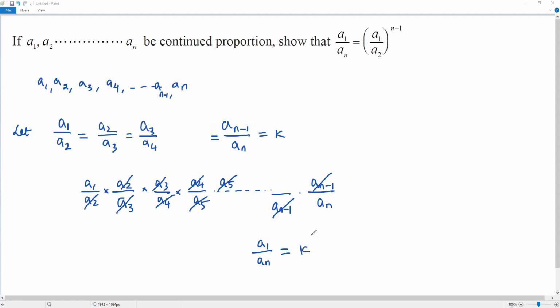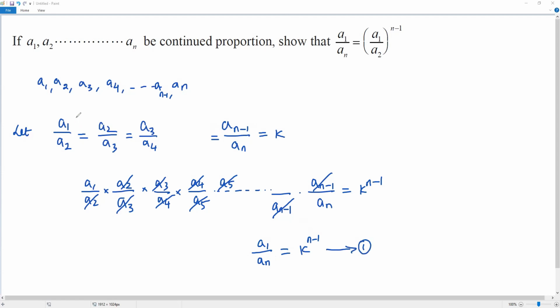So what should be the exponent of k over here? As we discussed already, the exponent of k has to be 1 less than the number in the denominator. Then the exponent of k has to be n minus 1, 1 less than this n. So the same we can write over here. Now I got the result a1 divided by an equals k to the power of n minus 1. Let me take this as equation number 1.